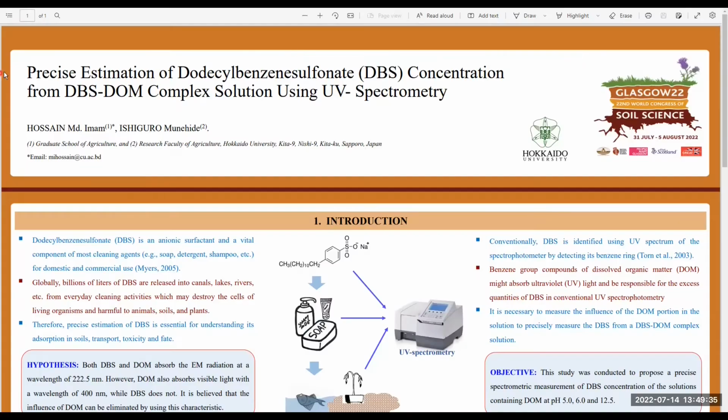This is Muhammad Imam Hussain from the Laboratory of Soil Conservation, Graduate School of Agriculture, Hokkaido University, Japan. The title of my poster is Precise Estimation of Dodecyl Benzene Sulfonate (DBS) concentration from DBS DOM complex solution using UV spectrometry.